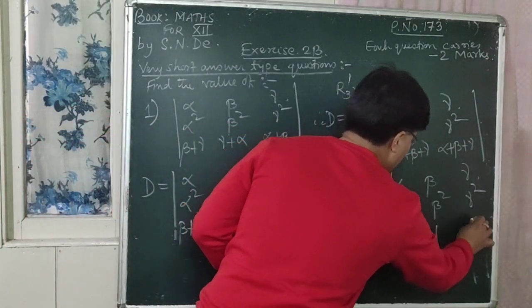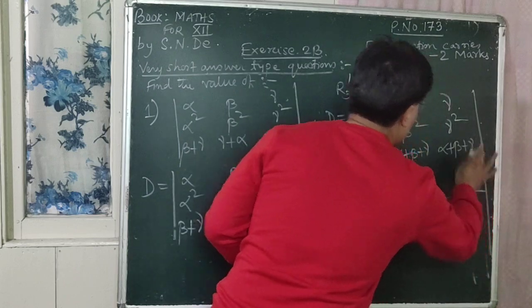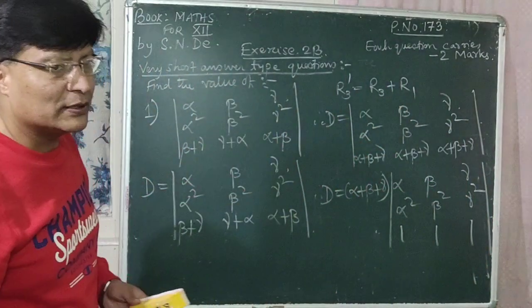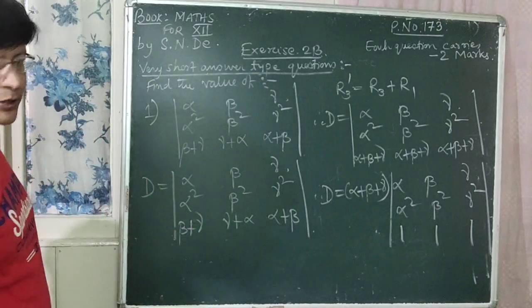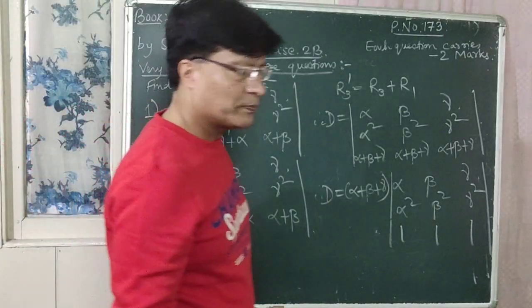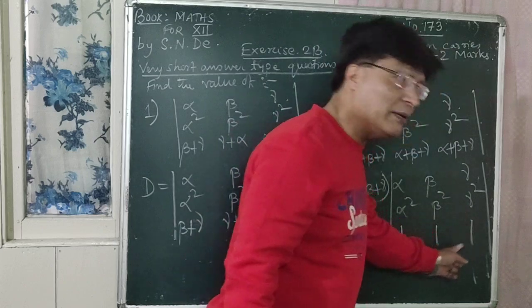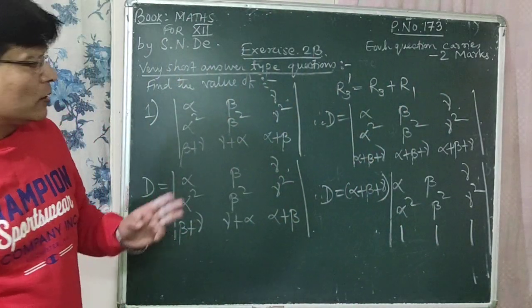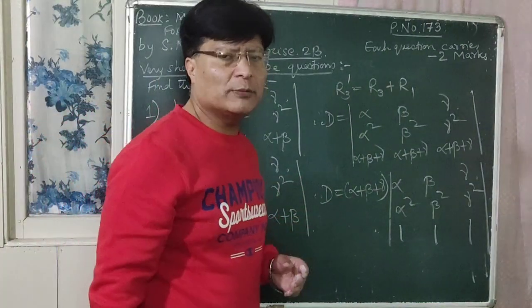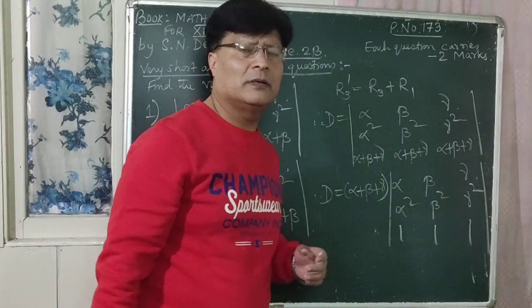Is it clear to all of you? Okay. Now, you can use problem number 4. If there is a common factor in the first row or second row or third row or in a column, you can take it common. So here alpha plus beta plus gamma is taken common. Therefore, D is equal to alpha plus beta plus gamma. Right?